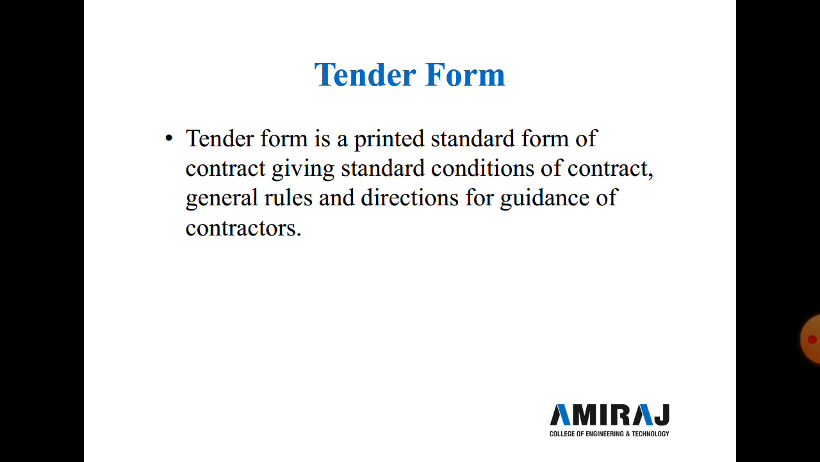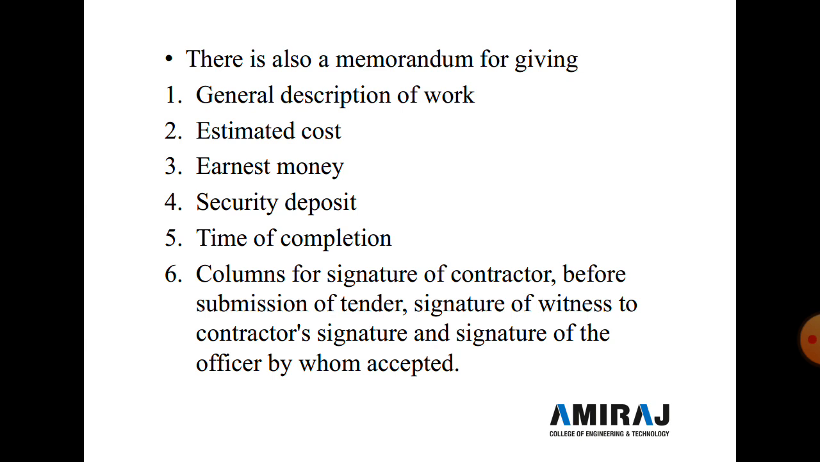So here there is also a memorandum. Six things are given. First is a general description of the work, second is the estimated cost, third one is the earnest money, fourth one is the security deposit, and fifth one is the time of completion, and the sixth column is for the signature of the contractor before submission of the tender, the signature of the witness to the contractor's signature, and the signature of the officer by whom it is accepted. So here 3 signatures are compulsory in a form.